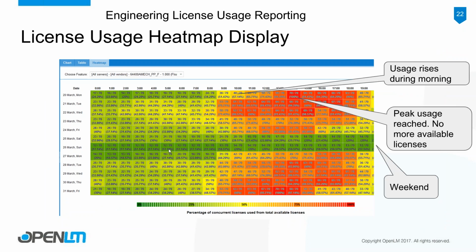Now, I mentioned the heat map display earlier, and here's one example. For example, you can see that the usage rises. As the usage rises, the colors go from green to yellow to orange to red. And you can see here what we can understand from this report, that late morning until the late afternoon are the highest usage periods here. But in weekends, you can see that it's all green, as expected.